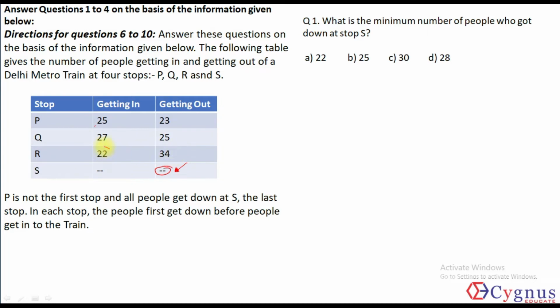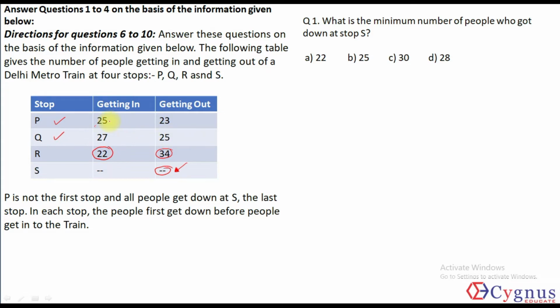But how many have boarded from R? 22. So what I can say, all the people who got in at P and Q could have got down at R. Could have got down at R. Is this possible or not? We can cross check it.